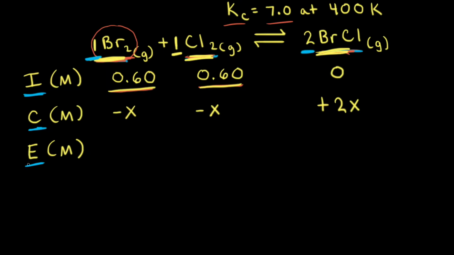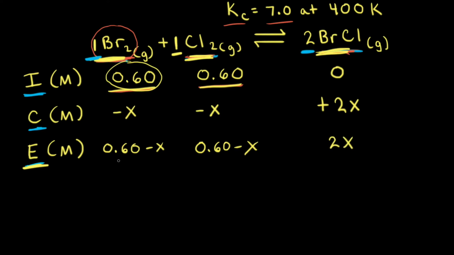Next, let's think about equilibrium concentrations. If the initial concentration of bromine is 0.6 and we're losing X, the equilibrium concentration must be 0.60 minus X. And the same thing for chlorine, it would be 0.60 minus X. For BrCl, we started off with 0 and we gained 2X. Therefore, at equilibrium, the equilibrium concentration would be equal to just 2X.